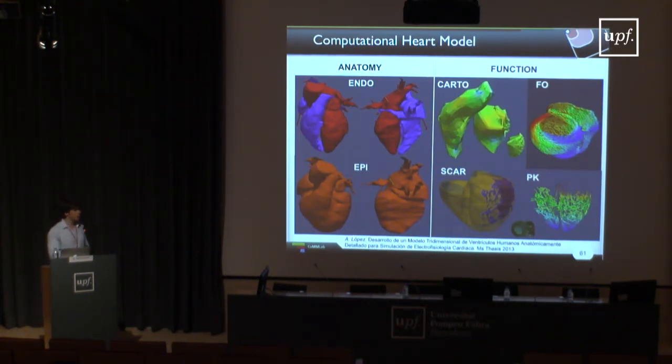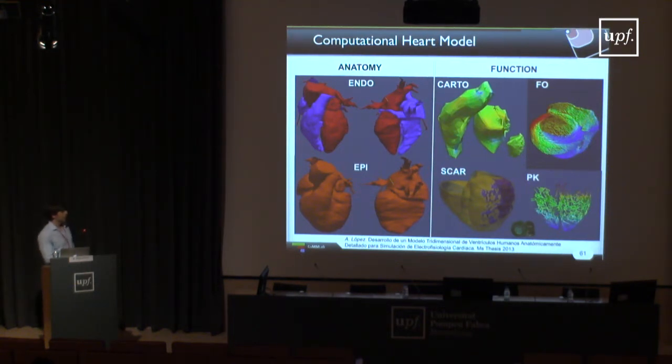So we reconstruct the surface of the heart. We included patient-specific information when available, like a scar from magnetic resonance, and some other structures like the Purkinje network that was modeled mathematically because we cannot obtain it from in vivo measurements. So we built all this model.